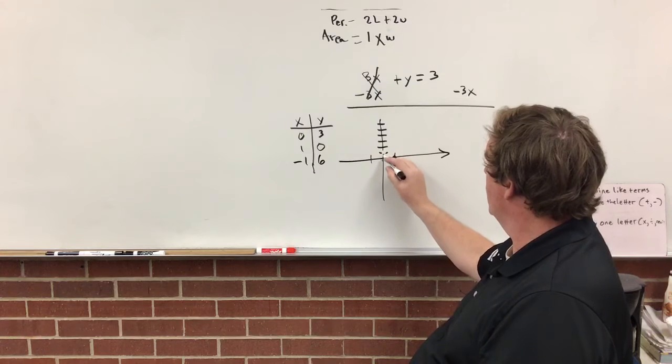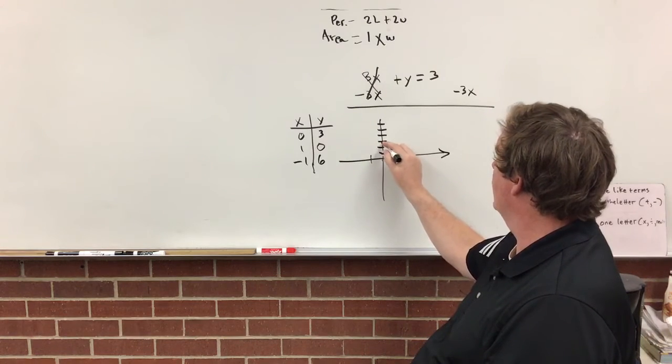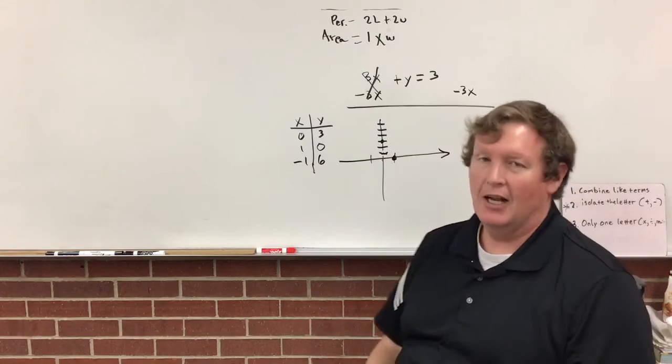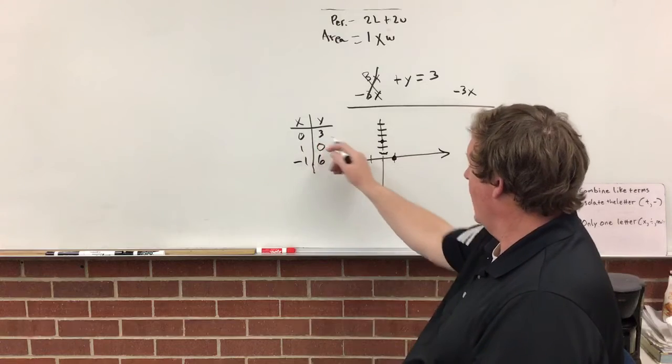When x is negative 1, oh, sorry. My first one should have been 3, not 1. When x is 0, y is 3. 1, 2, 3. There, that makes more sense. I started to notice that I wasn't going to have a straight line. So I had to recheck and make sure.